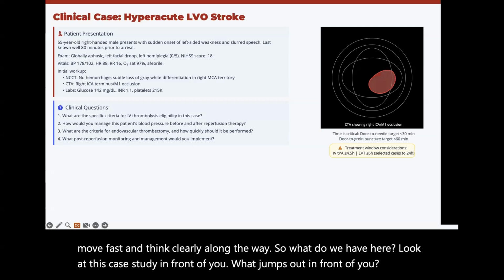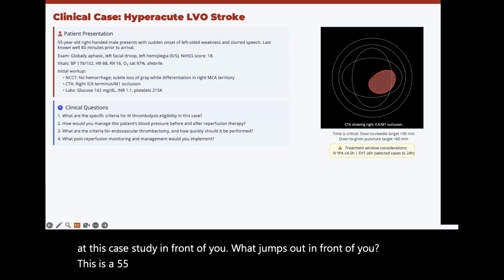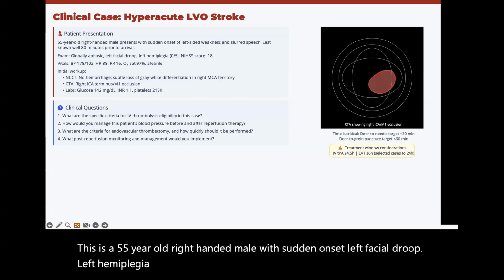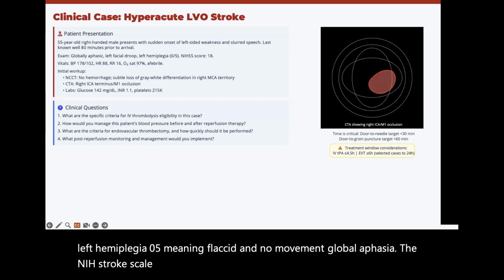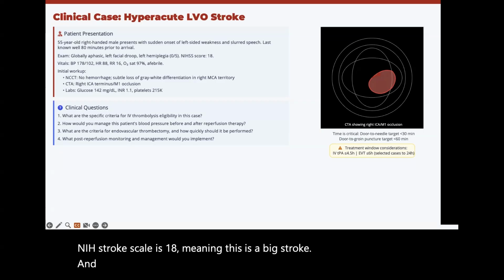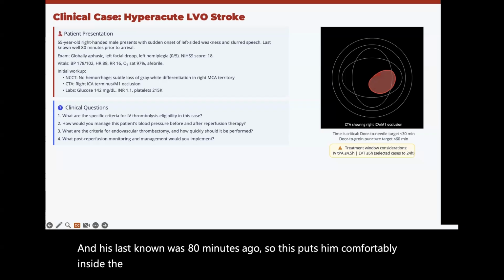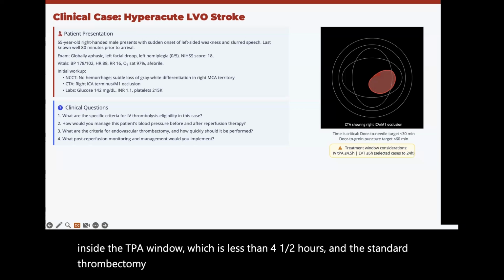This is a 55-year-old right-handed male with sudden onset left facial droop, left hemiplegia, 0 of 5, meaning flaccid and no movement, global aphasia. The NIH stroke scale is 18, meaning this is a big stroke, and his last known well was 80 minutes ago. So this puts him comfortably inside the TPA window, which is less than 4.5 hours, and the standard thrombectomy window, which is less than 6 hours.